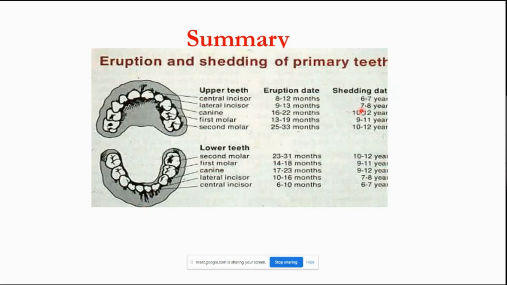You might have a little trouble here because there is a range. Memorize the exact age, it's okay. But you have to remember that there could be a delay of 6 months to 1 year, which is acceptable. All right, so that is why they give a range of the age when there is eruption and shedding, and they don't give an exact age.